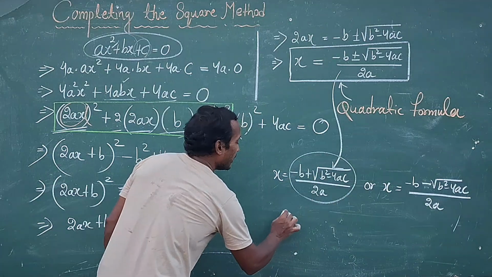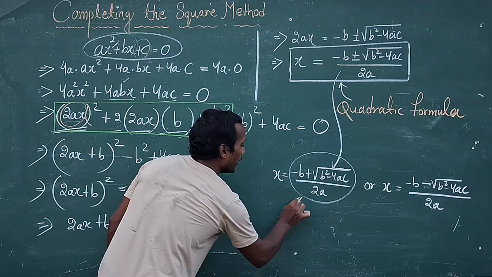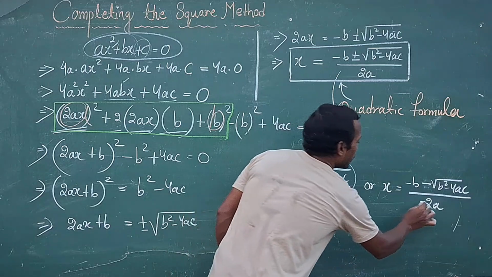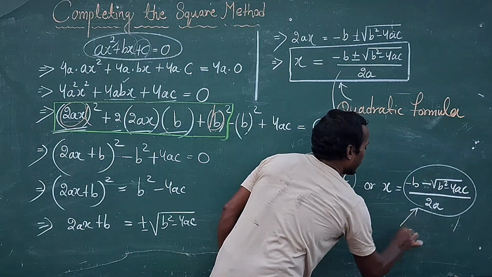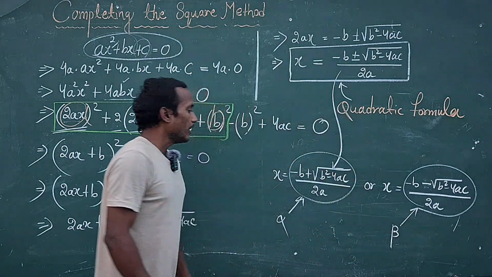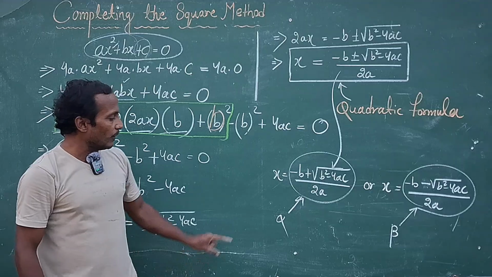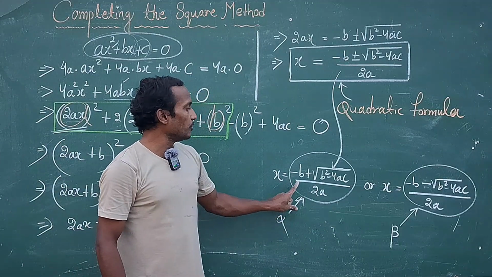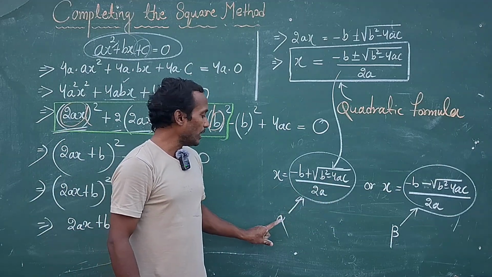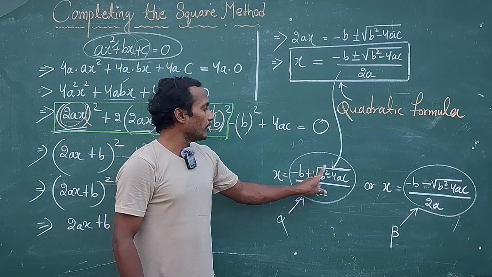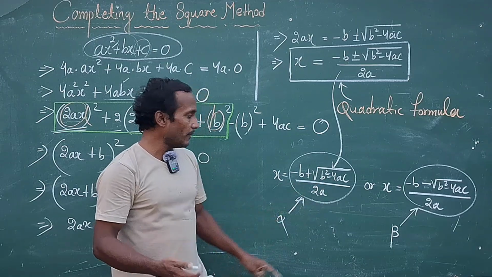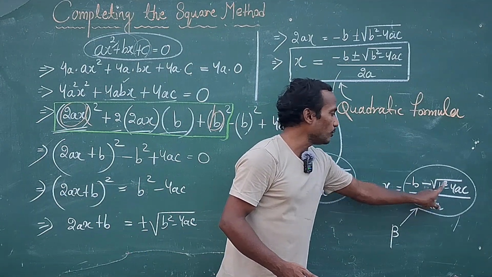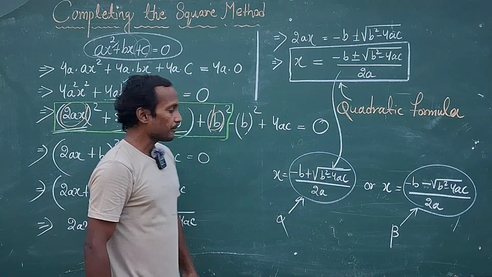First root you can denote as alpha, and second root you can denote as beta. Alpha and beta are letters from the Greek alphabet. We use them to denote the roots of a quadratic equation. So alpha is minus b plus root of b square minus 4ac by 2a, and beta is minus b minus root of b square minus 4ac by 2a.